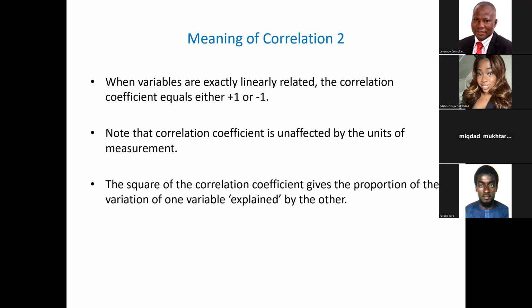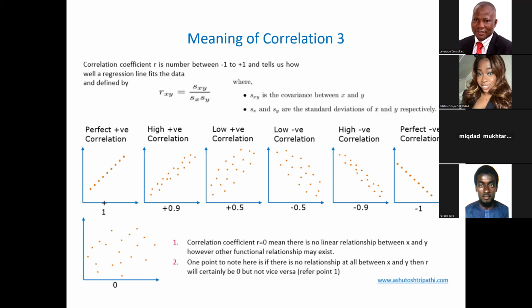Know that it's the same thing if it is negative: if one increases by a fixed amount and the other decreases by another fixed amount all the time, that is perfect correlation in the negative direction. Know that the correlation coefficient is unaffected by the unit of measurement. I've already said that. The square of the correlation coefficient gives the proportion of the variation of one explained by the other.